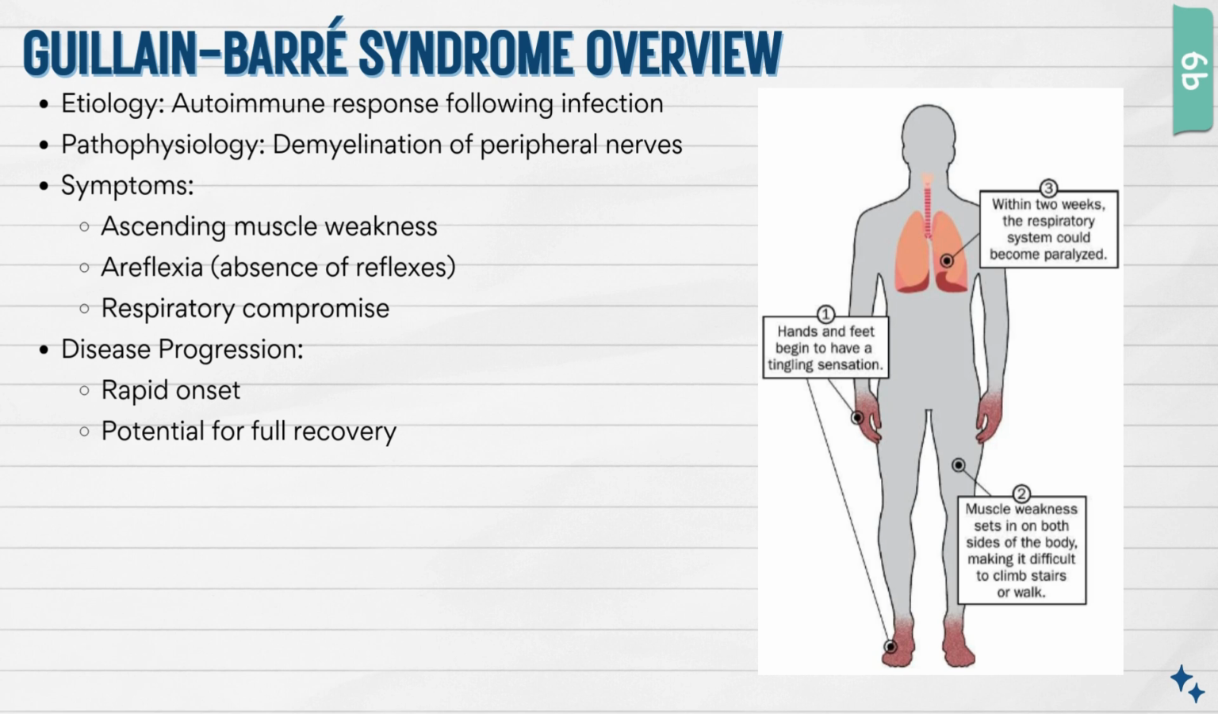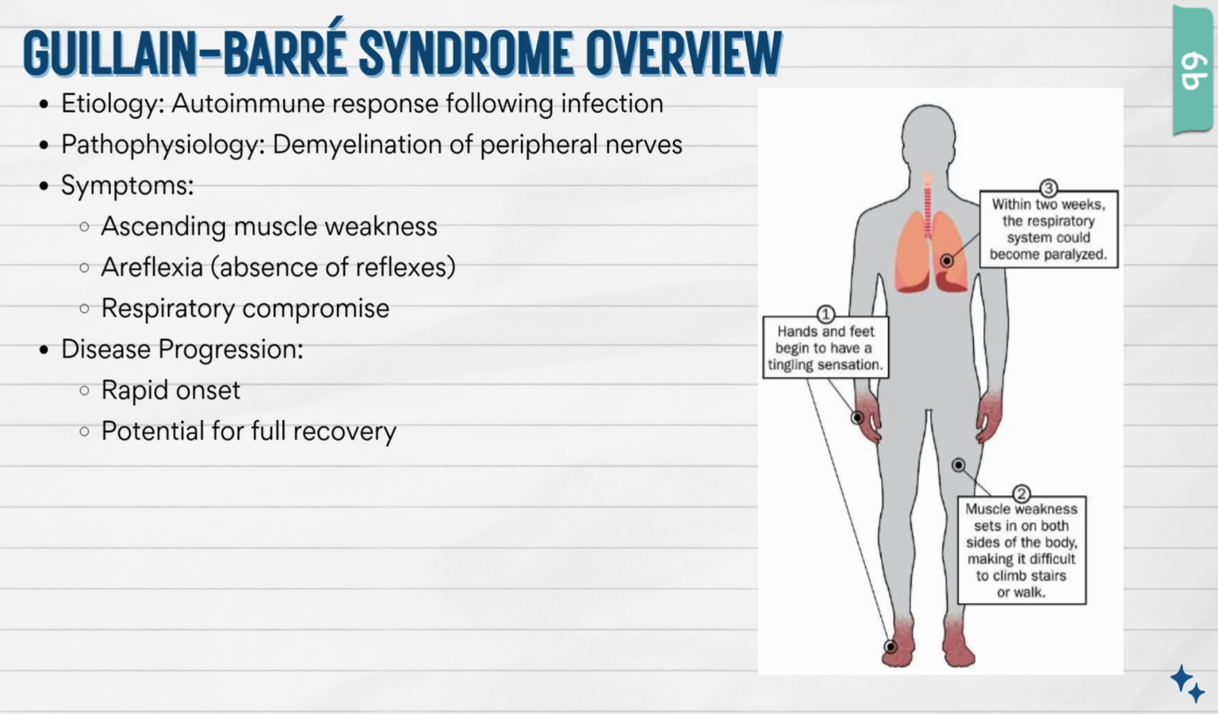When it's attacking the myelin sheath, this leads to muscle weakness. But it starts typically in the peripheral nerves, so you're going to first see the weakness in the periphery, right? We call this ascending weakness, starting from the bottom and going to the top. Ascending muscle weakness starting in the legs and moving upward. Patients are going to exhibit areflexia, which is the absence of reflexes, and may experience respiratory compromise if the paralysis reaches the muscles involved in breathing.